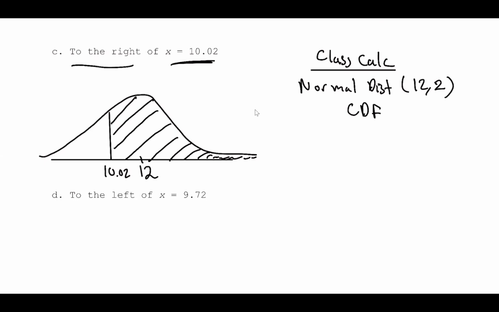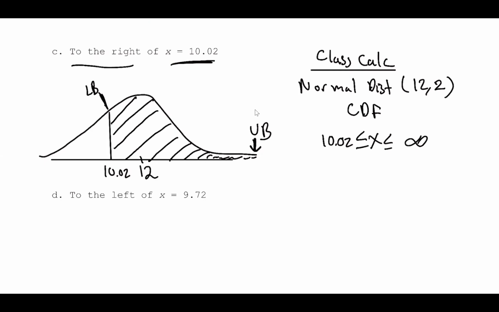For the CDF, you want to look at the lower bound. Here is my lower bound, because that's the lowest value that could possibly get shaded. For my upper bound, if you look at it, we don't have a cutoff. Since it keeps going and going to the right-hand side, we say it goes to infinity. So for my lower bound, we'll put 10.02. My upper bound will be positive infinity.